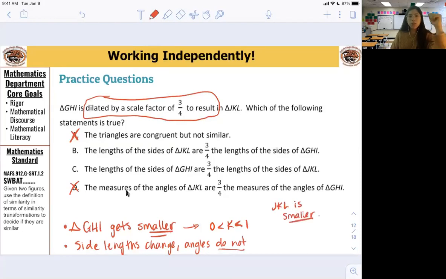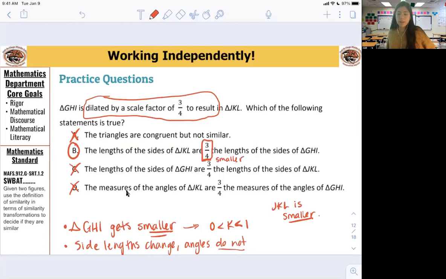Now, when you multiply something times a fraction, we know it's going to get smaller. That's why the scale factor is a fraction. That's how we know it's going to get smaller. When you multiply something times a fraction, it's the same as division, so it gets smaller. So in this case, Perla, I believe you were correct, right? The lengths of JKL are 3/4, are smaller than the lengths of GHI. So this one had it in the correct order, whereas C had it backwards.